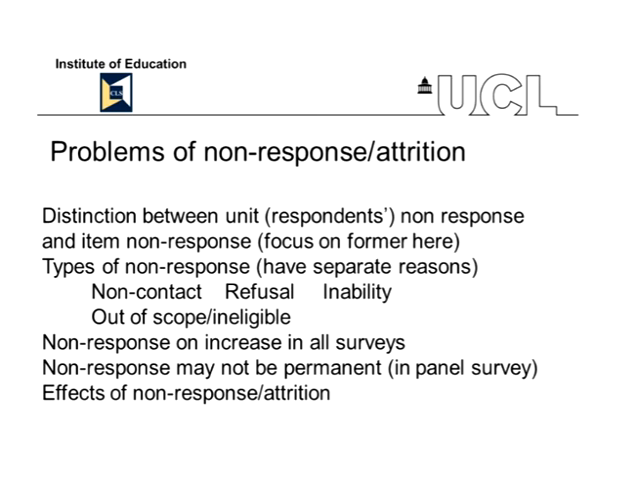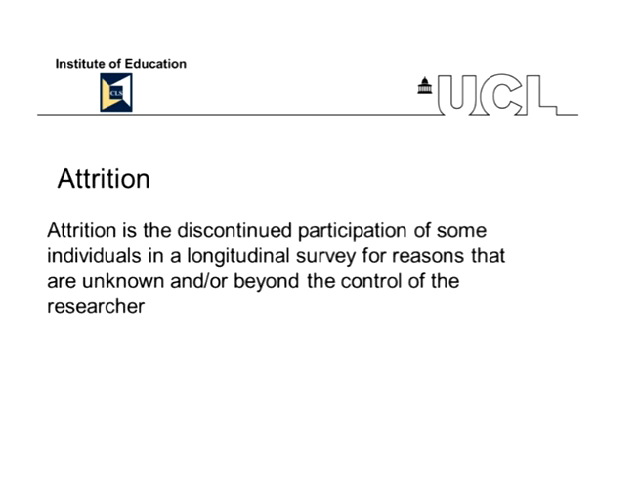We know that non-response is increasing in all surveys, and we know that attrition is a fact of longitudinal surveys, so some respondents will drop out over time. But this doesn't mean that unit non-response is permanent, so some respondents would participate in the first couple of waves, then drop out from the survey, and then come back again later on. The definition of attrition is discontinued participation of some individuals in a longitudinal survey for reasons that are unknown or beyond the control of the researchers.